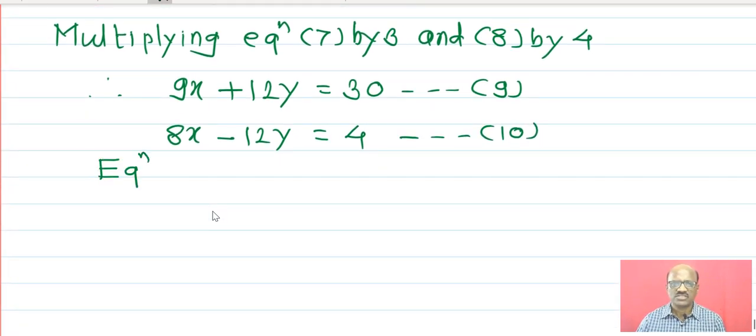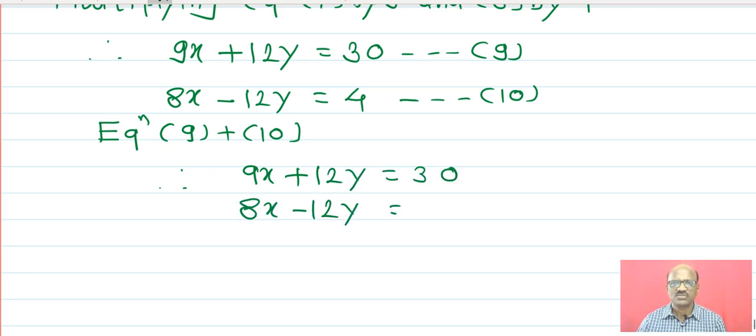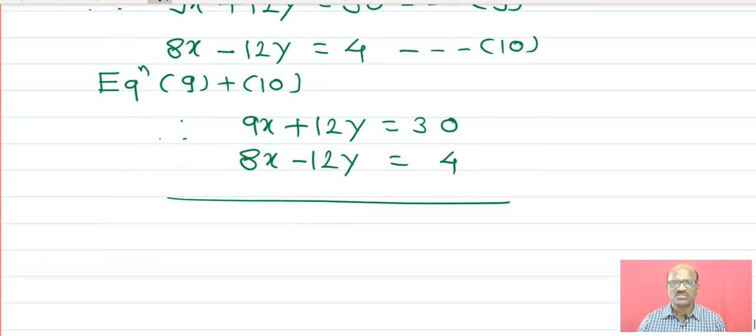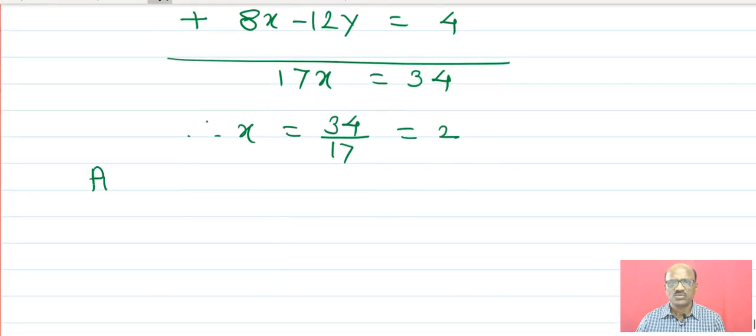Add these two equations, equation 9 plus 10. Therefore, 9x plus 12y is equals to 30 and 8x minus 12y is equals to 4. If we add these two equations, plus 12y and minus 12y get cancelled. 17x is equals to 34. Therefore, x is equals to 34 upon 17, that is equals to 2.